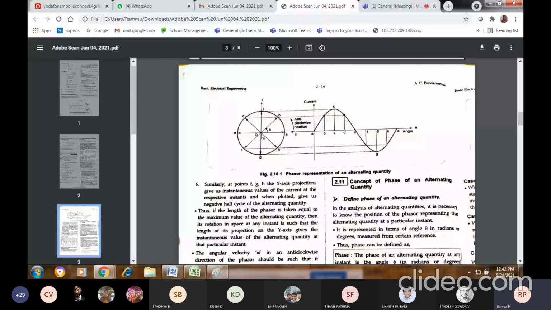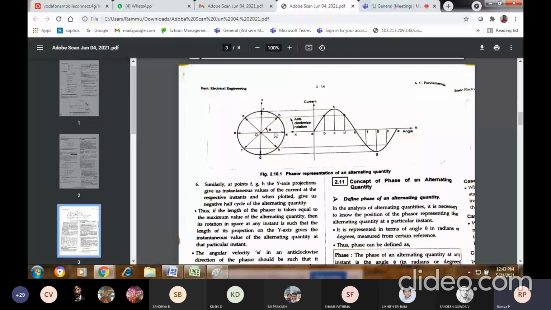So I will take one center point and draw one arrow mark here. This is X. I can't indicate theta or current here in the phasor diagram. In the phasor diagram, I'll have two axes, the X axis and the Y axis. If my current is 0 and the angle is 0, the phasor coincides with the reference plane.